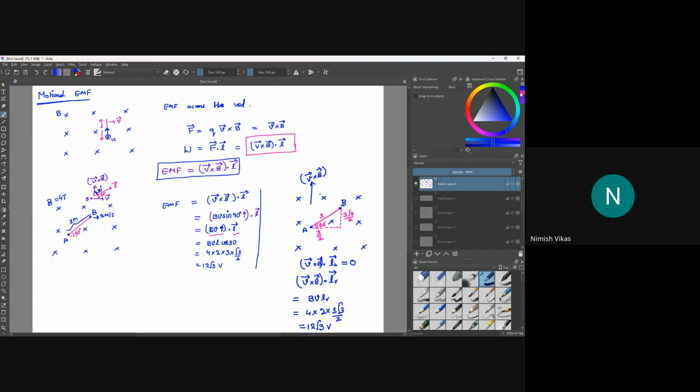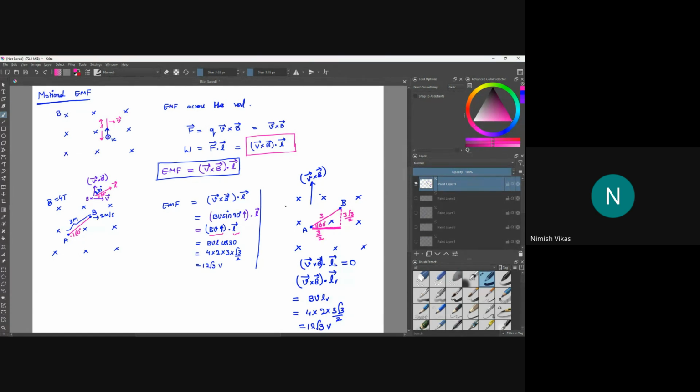So in these kind of questions, what you can do is break the rod into components, and find out the EMF due to each of the components and add them. Mostly, the reason why we break that into components is that one of the components' EMF becomes 0. So in this case, this horizontal component has an EMF that is equal to 0.